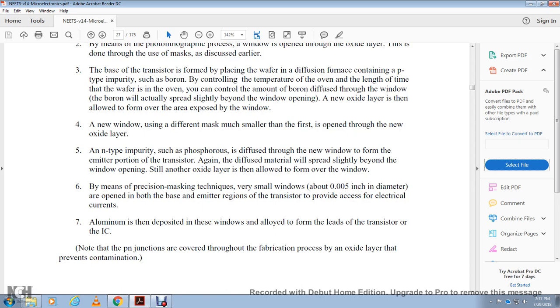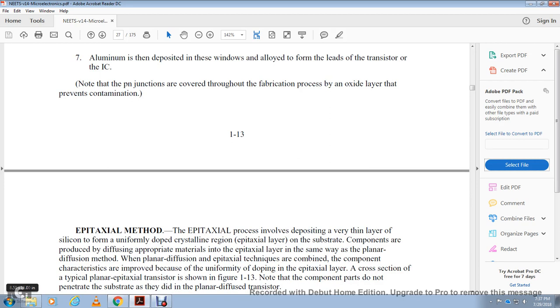Note that the positive-negative junctions are covered throughout the fabrication process by the oxide layer to prevent contamination. The epitaxial method.